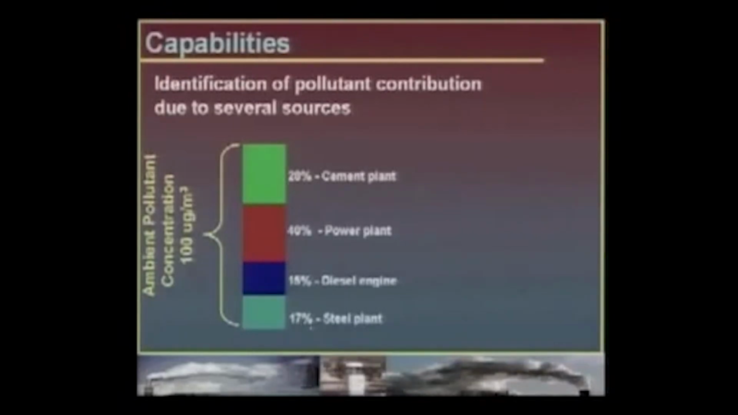For example, the ambient air concentration was 100 microgram per meter cube at a particular location where you did the measurements, and you can clearly say how much of this 100 came from a cement plant in your vicinity, how much from the power plant, how much from diesel engines, and how much from the steel plant. This is very good information. One can quickly say that if I want to maintain a better quality than 100 micrograms, then controlling the sources from the power plant will significantly improve my air quality.